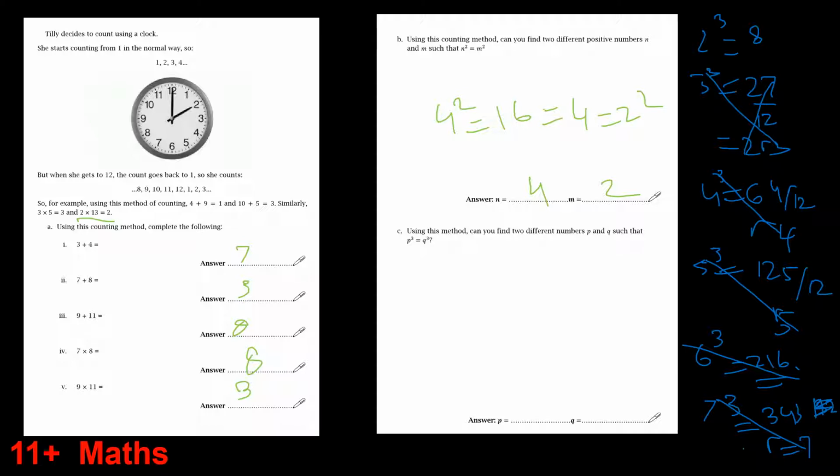When we reach 8, 8 cubed equals 512, and if we divide this number by 12, we get 42, and the remainder is 8. So in our clock problem, 512 is equal to 8, and that is 2 cubed. So our answer here: p equals 8, q equals 2.